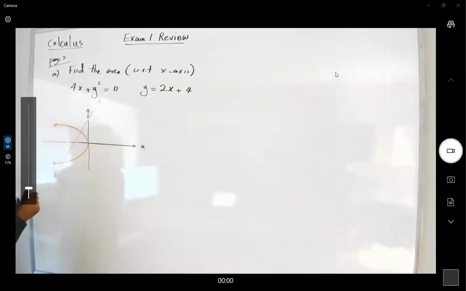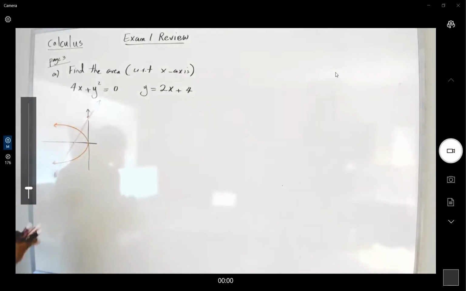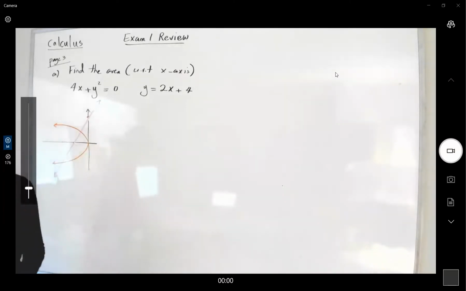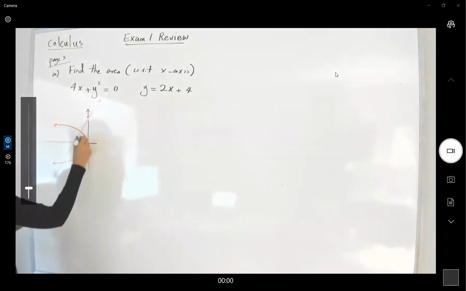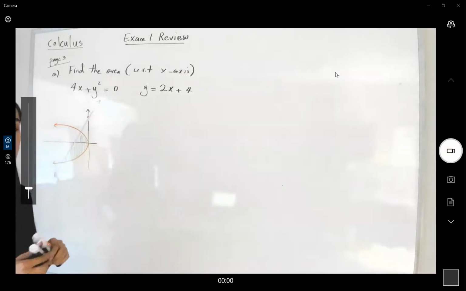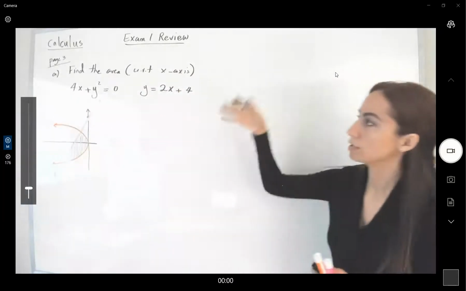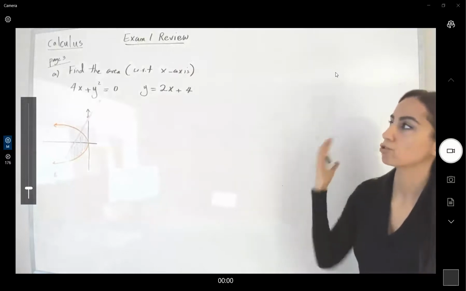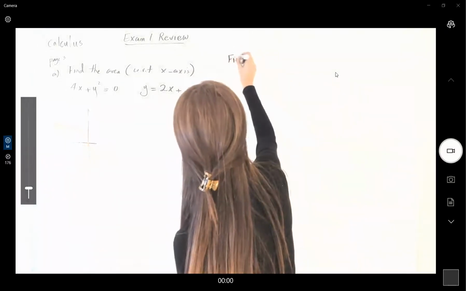Okay, so let us take a look at the region that we have. The region that we're dealing with is this region here. And we are taking the integral with respect to x. We don't have any values for x, so what are we going to do first? We're going to set these two equal to each other and try to solve for x. So first, solve for x.